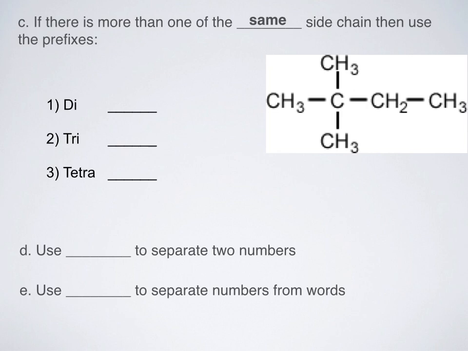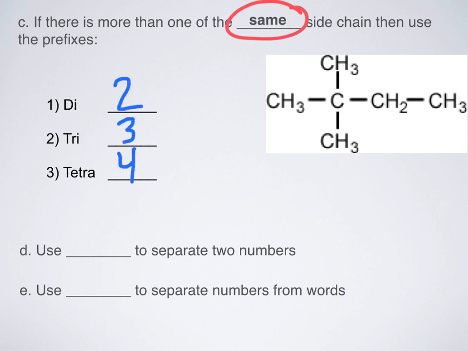But what if there is more than one of the same side chain? So for example, let's take a look at this guy over here. No matter how I number this, I'm still going to end up with 2 methyl groups. So how do we take care of that? Well, the nice thing is those little Greek prefixes kind of make a comeback. So if I see di, that means 2. If I see tri, that means 3. And if I see tetra, that means 4.